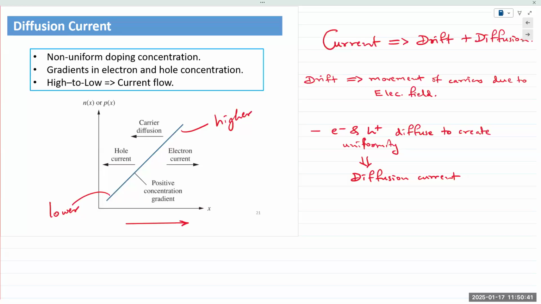This phenomenon is going to be important when we look at p-n junctions, the p-n junction diode, because we'll bring p and n type materials in close contact, and when that happens, there is a non-uniformity right at the junction. So the carriers diffuse through the junction.